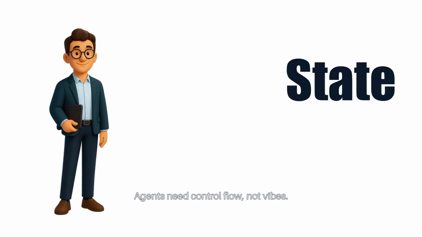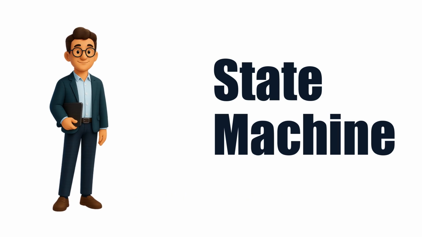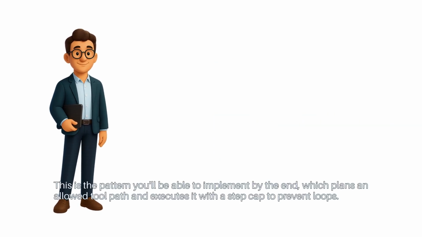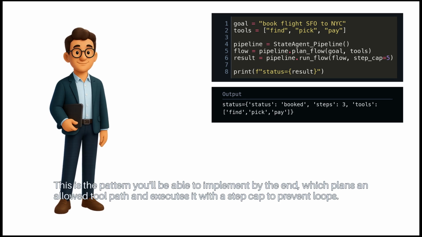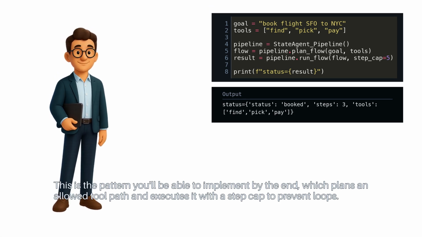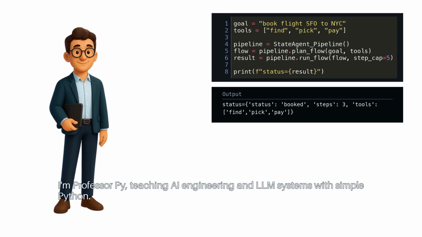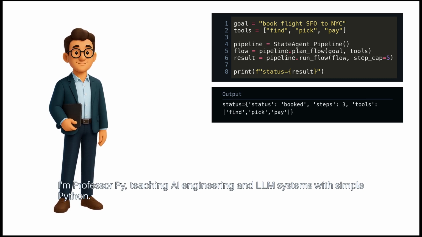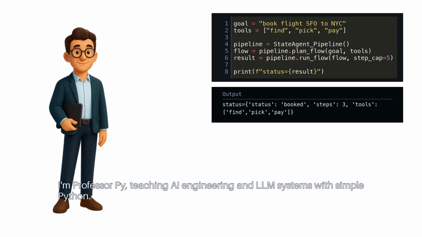Agents need control flow, not vibes. This is the pattern you'll be able to implement by the end, which plans an allowed toolpath and executes it with a step cap to prevent loops. I'm Professor Pi, teaching AI engineering and LLM systems with simple Python.